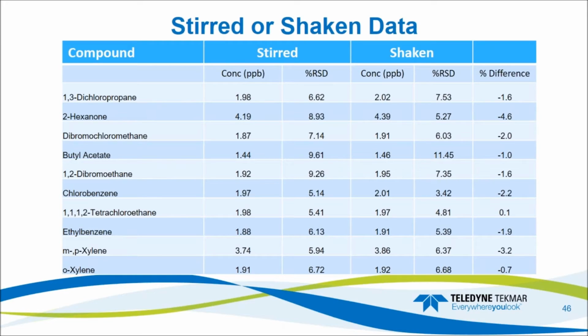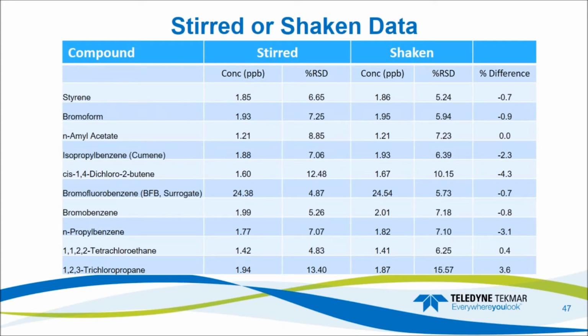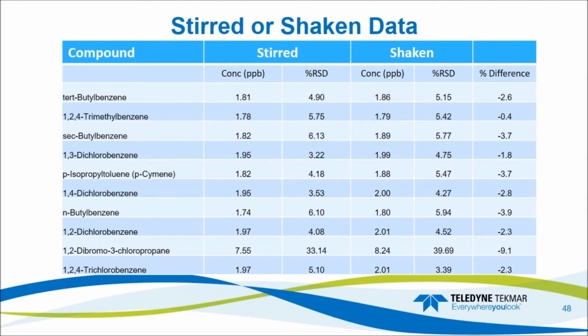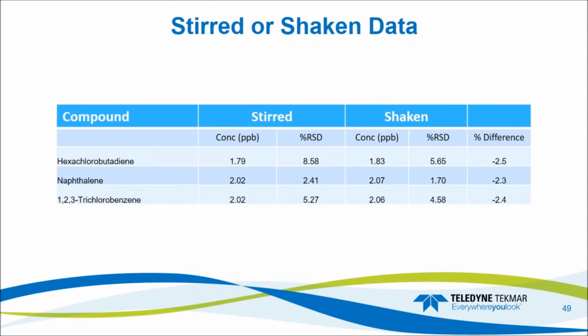And this is all 99 compounds that were in our list. Again, bromofluorobenzene, just to show you how close the RSDs were on those, so you can compare them to some of the other samples. And the last three.